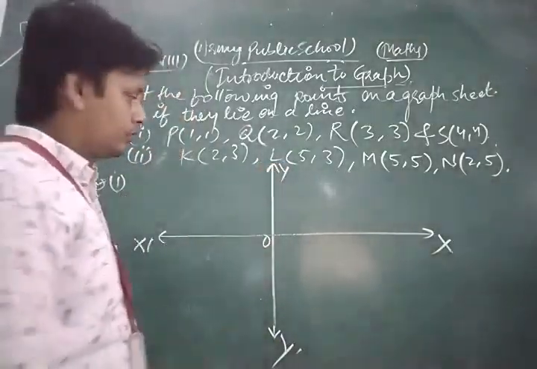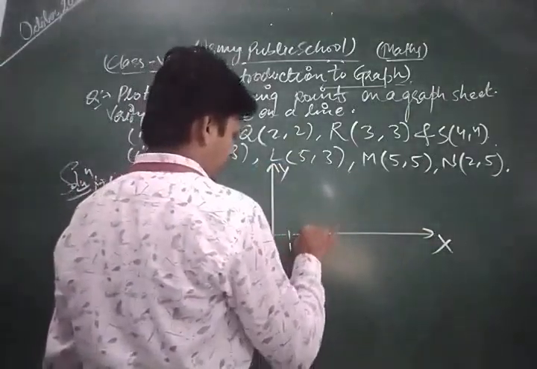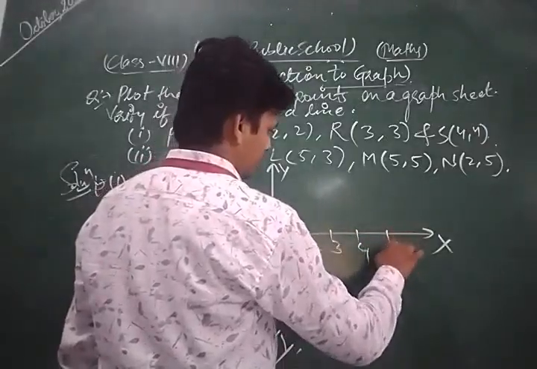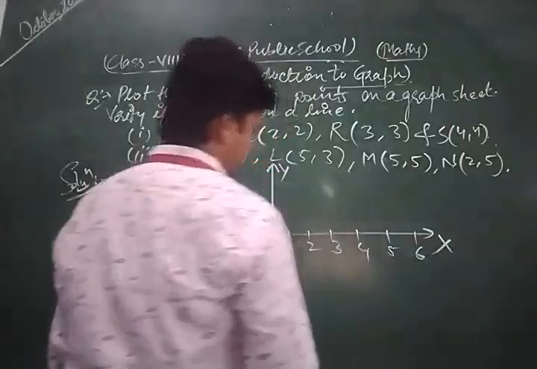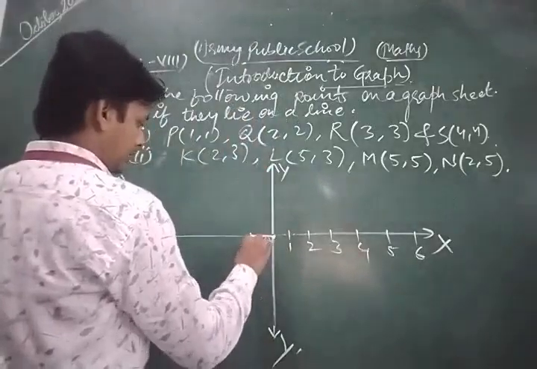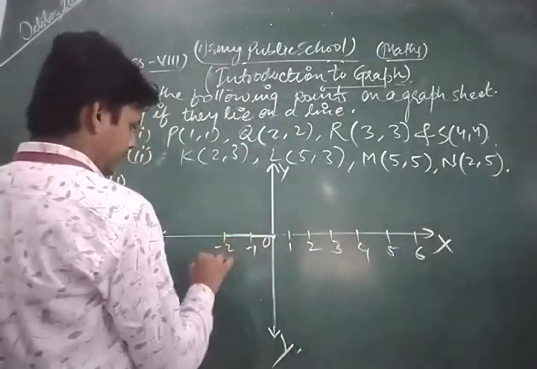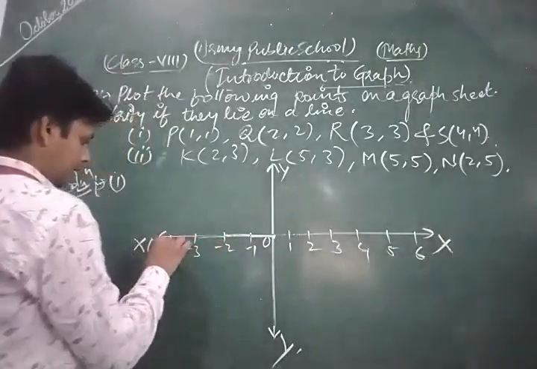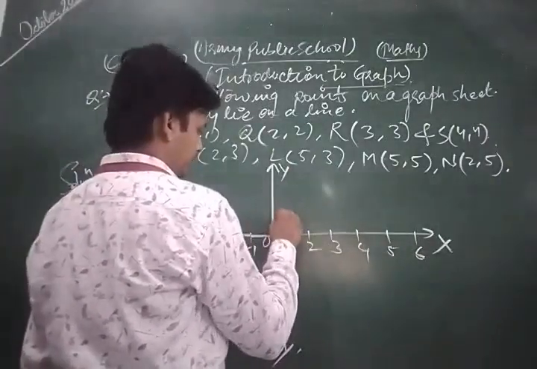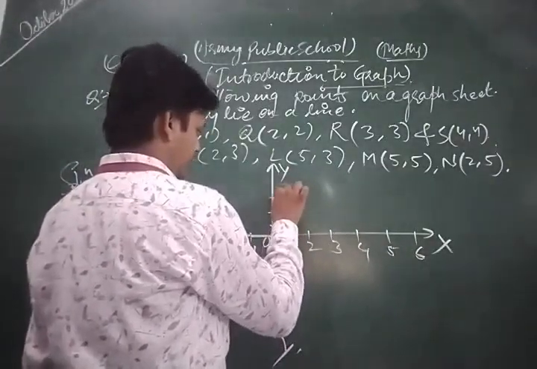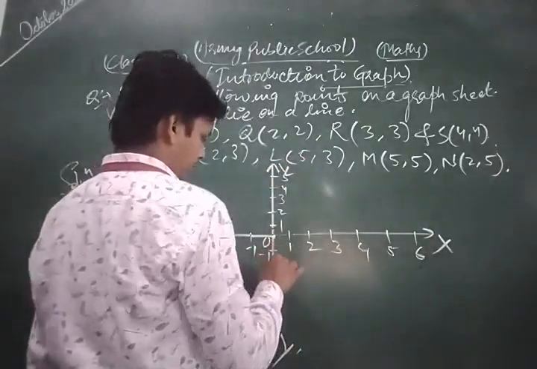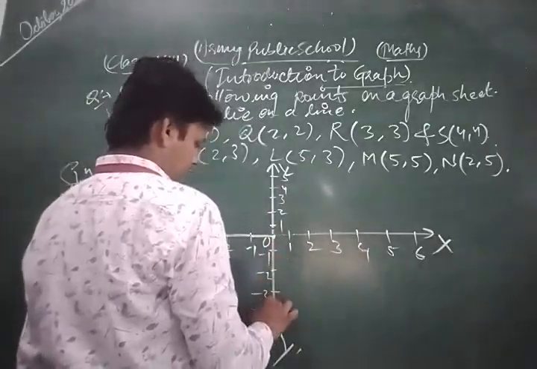Now look. This is +1, +2, +3, +4, +5, +6 and so on. Now on the left side of the origin, this is -1, -2, -3, -4, and above the origin, this is +1, +2, +3, +4, +5. Below, here is -1, -2, -3, -4 and so on.